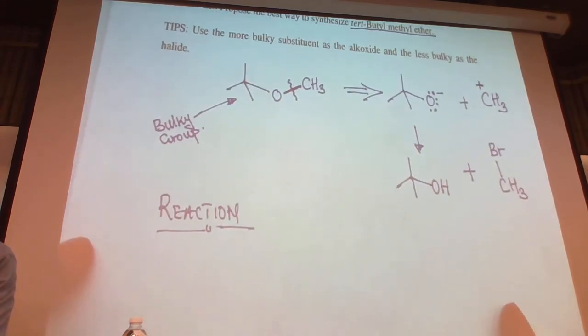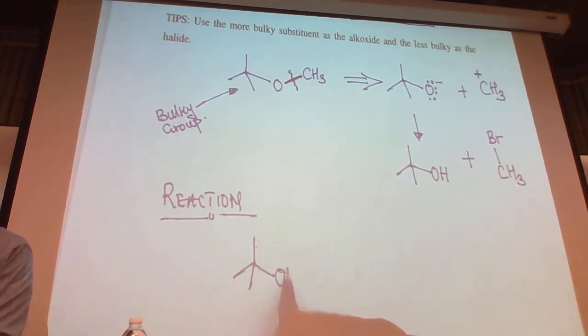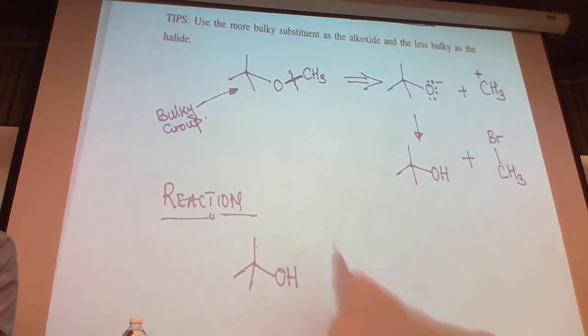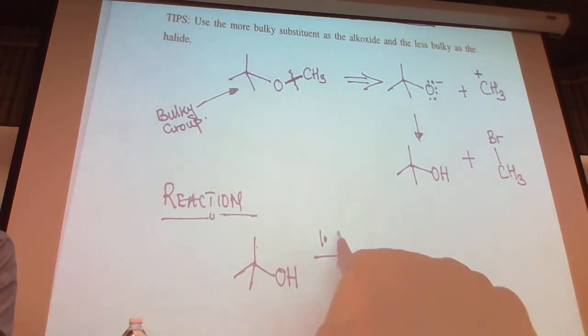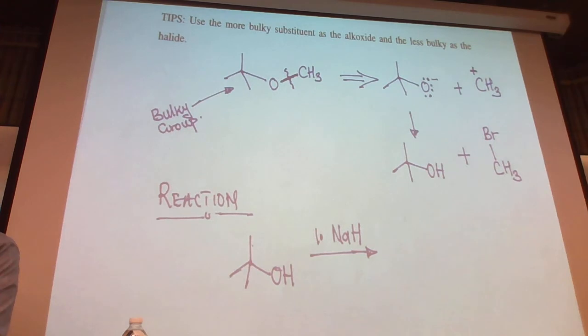Now you have to write the reaction. In the reaction, you'll have to treat your alcohol. If you're not asked to show the mechanism, you don't have to show the mechanism. We're not asked for the mechanism here, so we're just going to draw the reagents. The first reagent we'll use here is a base that will get us the alkoxide that we need.